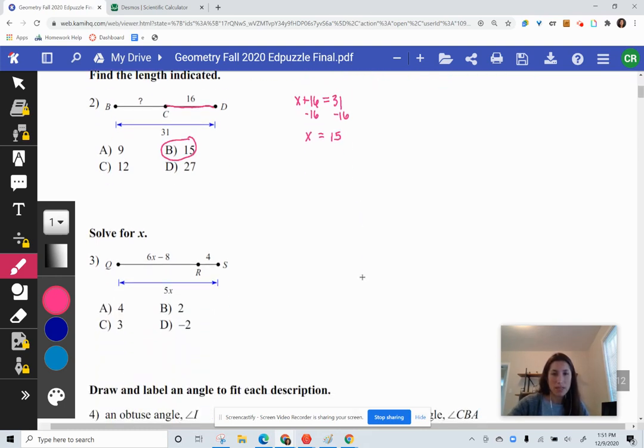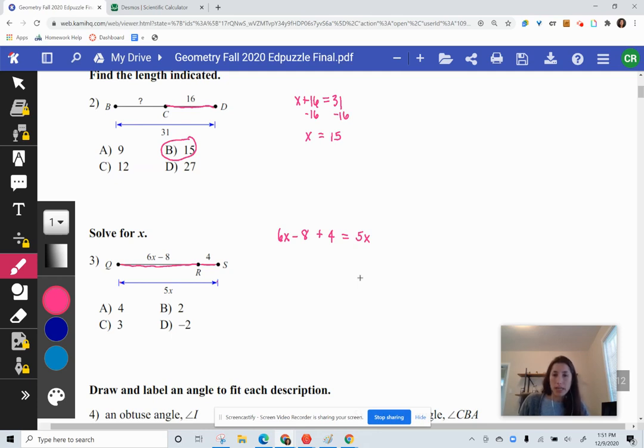Okay, one more segment addition question, but this time we have expressions for each part. So we have our first part, QR, that is 6x minus 8. And then we have our part here, which is 4. So plus 4. And then what we need to equal it to is the length of the whole line. The length of the whole line here is 5x, so equals 5x. And then we're just solving for our variable.